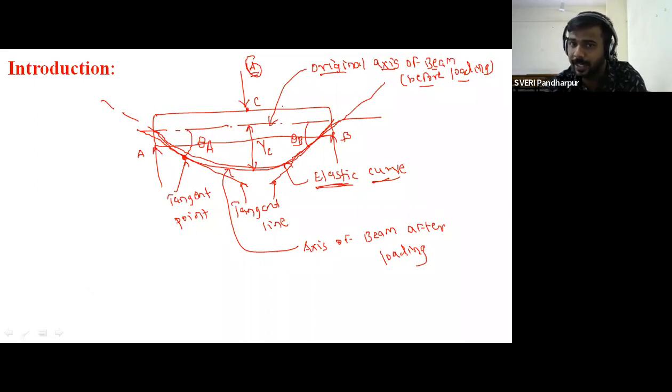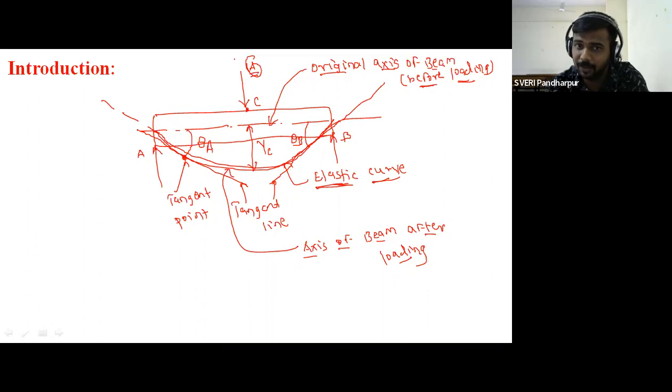Therefore, if you see the names, ह्या horizontal axis आपण काय नाव दिलंय? Original axis of beam before loading. And whatever the curve is there, this elastic curve, त्या elastic curve च्या axis ला आपण काय नाव दिलंय? Axis of beam after loading. So why will your axis get changed? Because the beam is subjected to the loading.